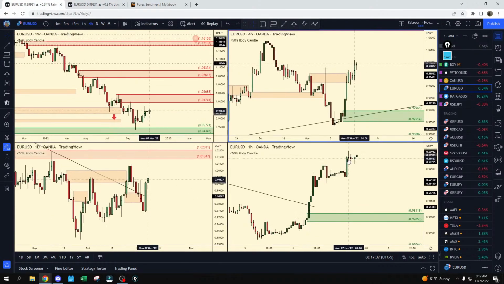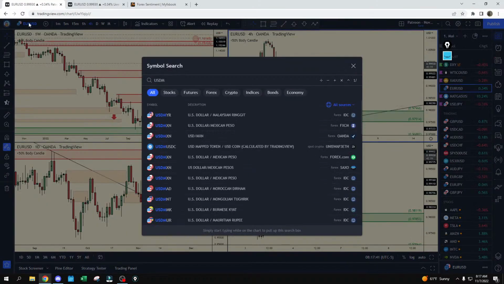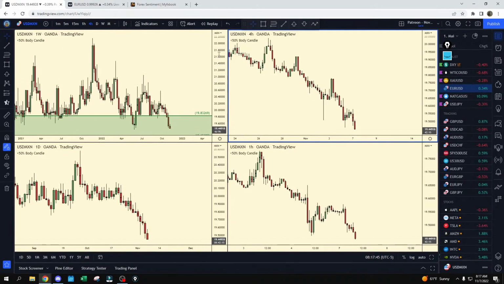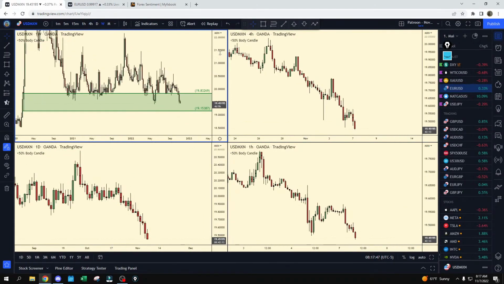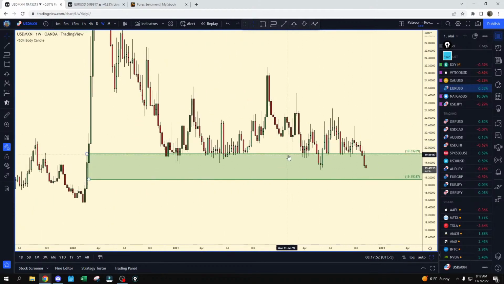So can you look at USD Mexican? Yep. What time frame do you want me on? What time frame do you want to enter on? That's my question for you. I wouldn't be trading this one. I'll say it straight away.